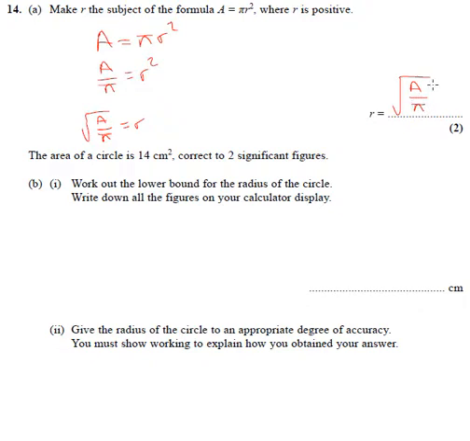For part B, it tells you now that the area is 14 centimeters squared, correct to two significant figures, and it's saying work out the lower bound of the radius of the circle. So we can use this here to help us through this one. So the area is 14 centimeters squared, correct to two significant figures.